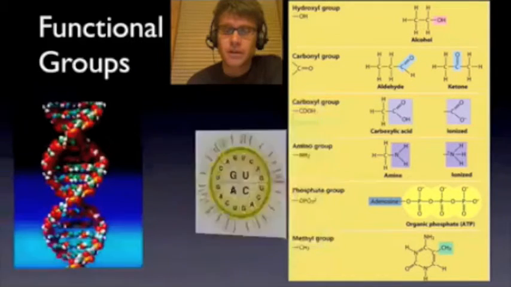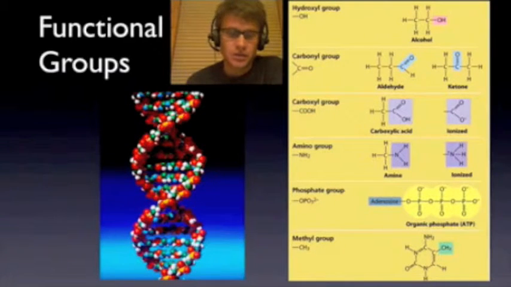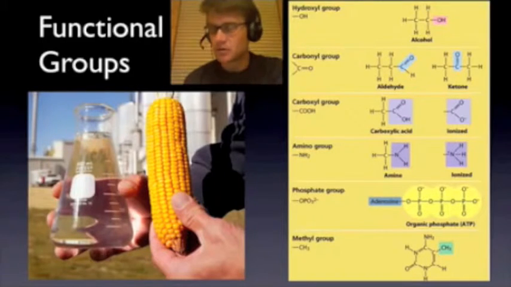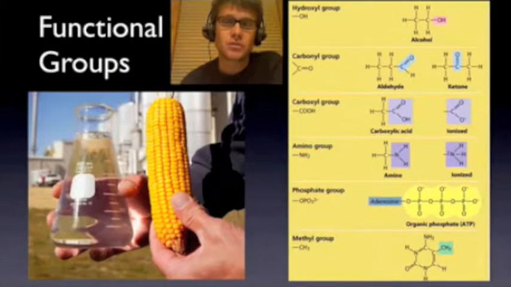Next we have the phosphate group. A phosphate group is a phosphorus with oxygen around the outside of it. Really important, as I had mentioned before, to ATP, which is our energy currency. In biology, you simply have to memorize these functional groups.